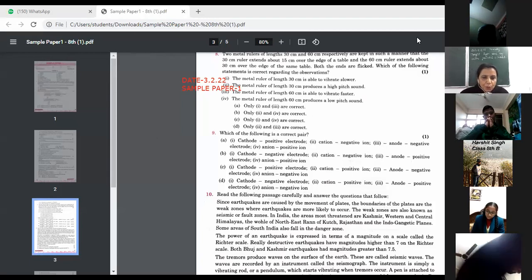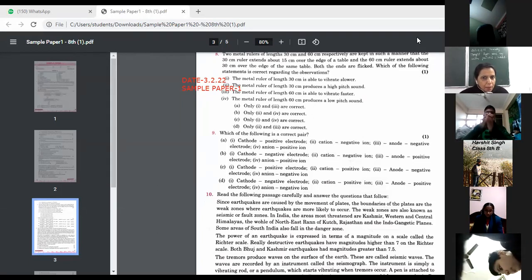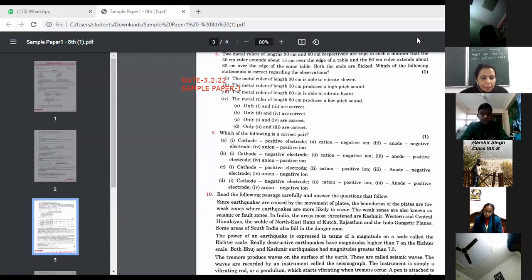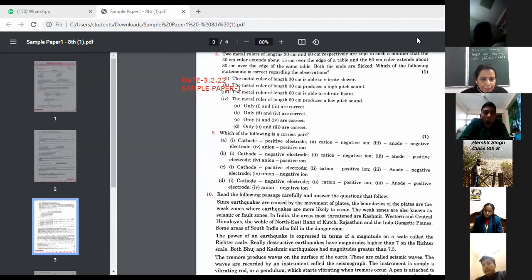First of all, children, you need to understand the question. Two rulers are with us, 30 centimeter and 60 centimeter length. The 30 centimeter ruler can extend up to 15 centimeters, and the 60 centimeter one can extend up to 30 centimeter over the edge of the same table. Now what do you have to tell? The observations, see what they are. Metal ruler of length 30 centimeter is able to vibrate slower, produce a high pitch, high sound, but vibrate faster. So options are with you.